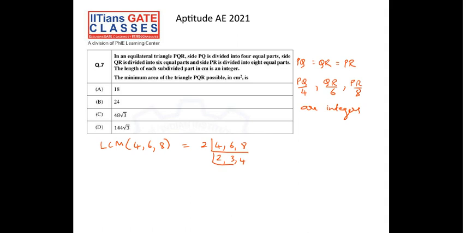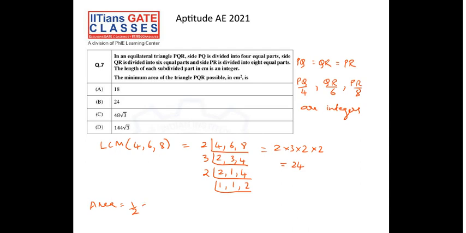That comes to 4, 6, 8. Dividing by 2, 2 2s are 4, 2 3s are 6, 2 4s are 8, then 2, 3, 4, then 2, 3, 2, then 1, 3, 1. So it comes to 2 into 3 into 2 into 2, which is 6, 2 6s are 12, 2 12s are 24. This is the smallest side length possible for this triangle PQR.